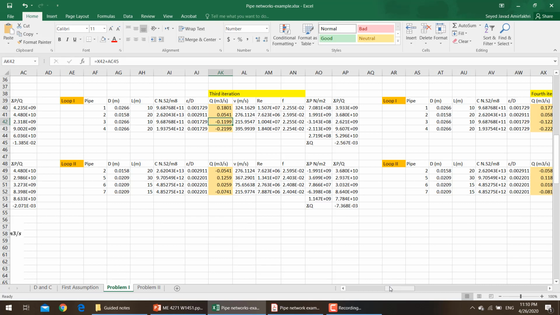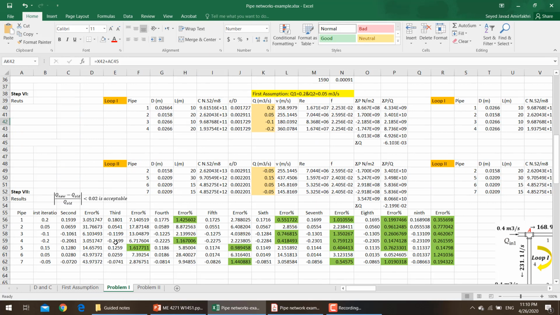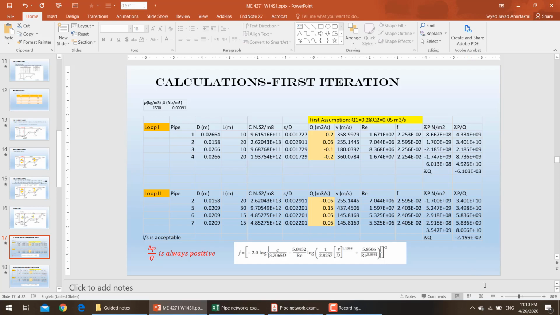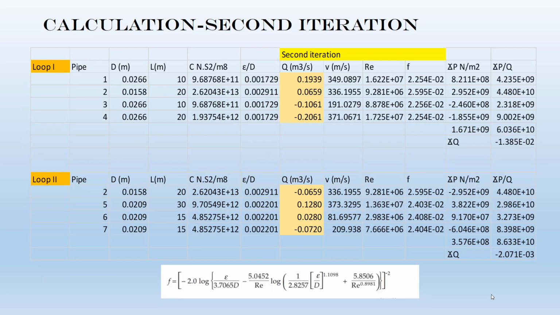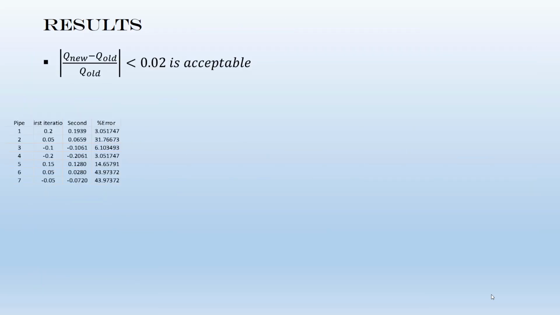So I just repeat this process, and then here you can see the values for error, and eventually at the ninth iteration, all errors are less than 2%. Here you can see this is the first iteration, and then the second one, and then here you can see the results. So for the second iteration, all errors are more than 2%.